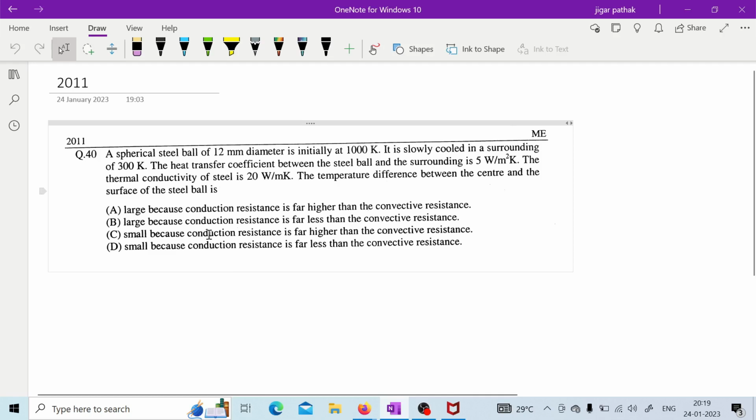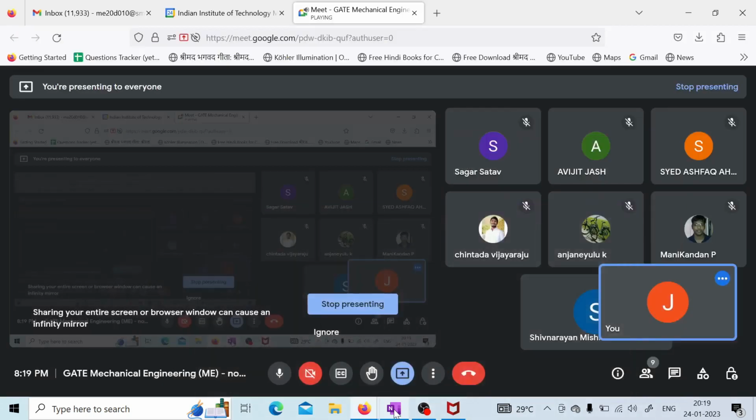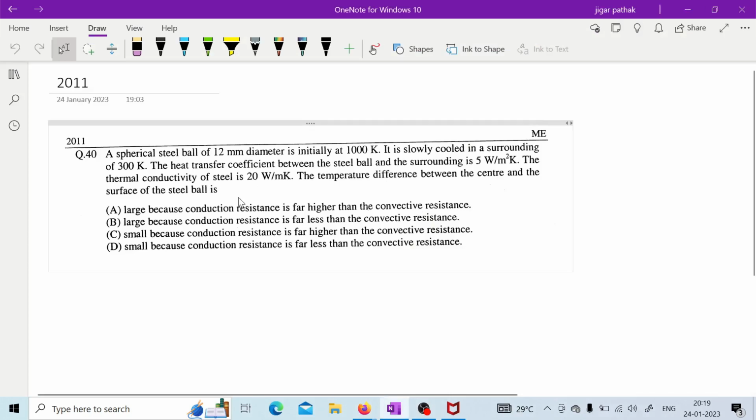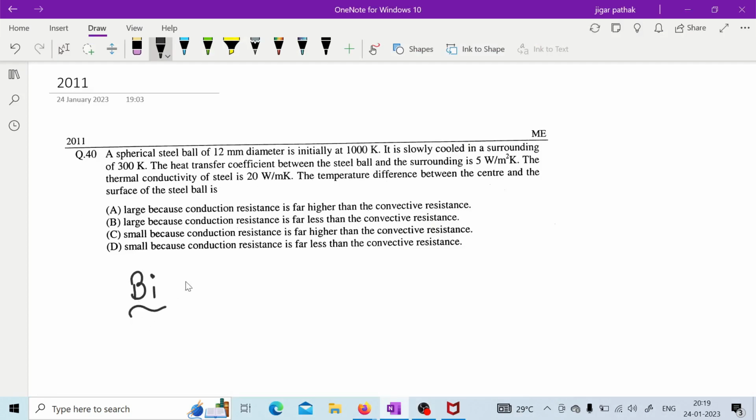Actually here you need to first understand the question and then you can attempt this one. So what do you think? Can anyone tell me how we can approach this question? So first, should we calculate the Biot number? Yes, correct. You should calculate the Biot number in order to get an idea of which resistance is higher. That will be understood from the Biot number. So calculate that Biot number.